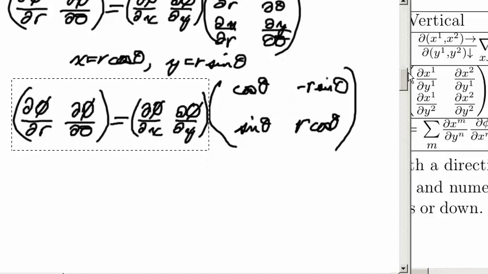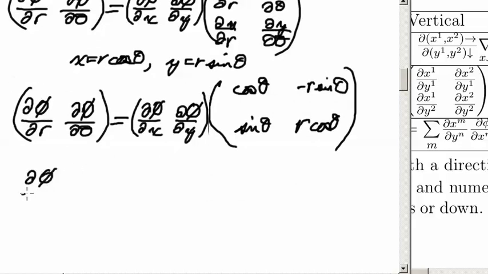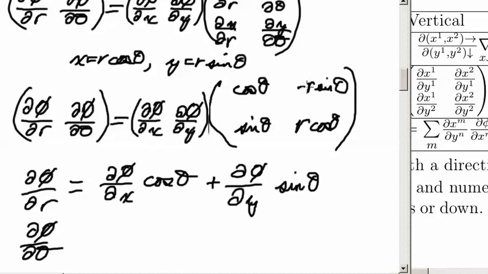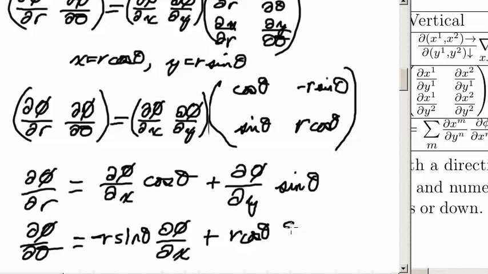And from this, we can pull out what we need. Del phi del r is going to be del phi del x times cosine theta, plus del phi del y times sine theta, while del phi del theta is del phi del x times negative r sine theta, plus del phi del y times r cosine theta.